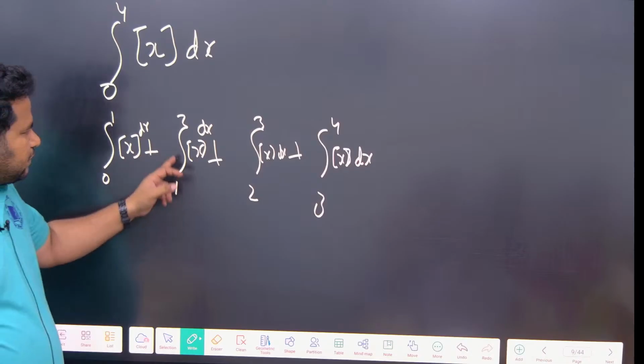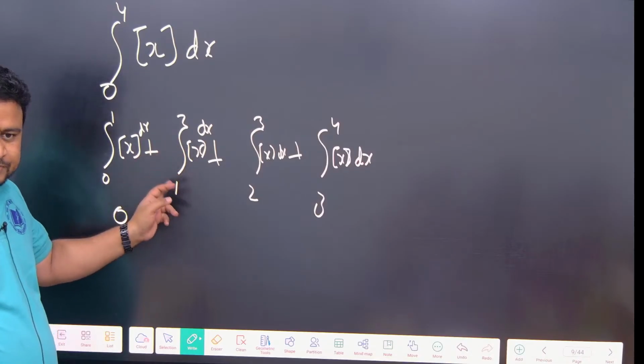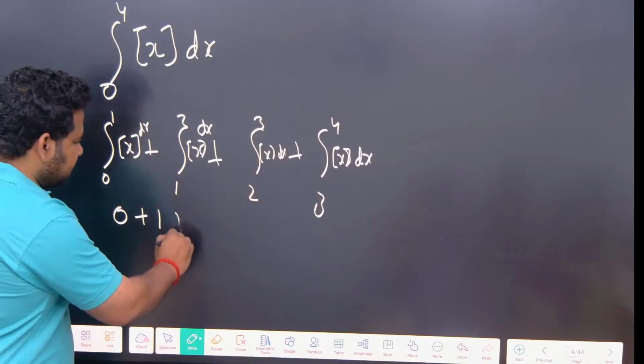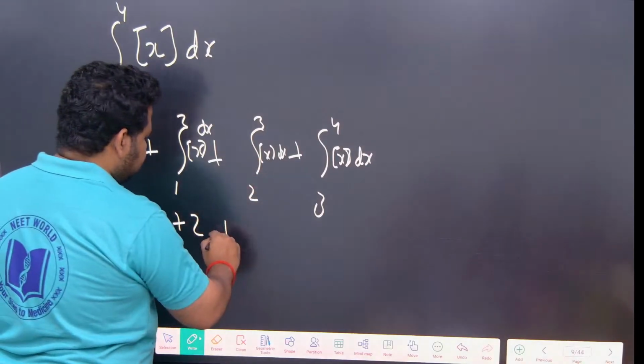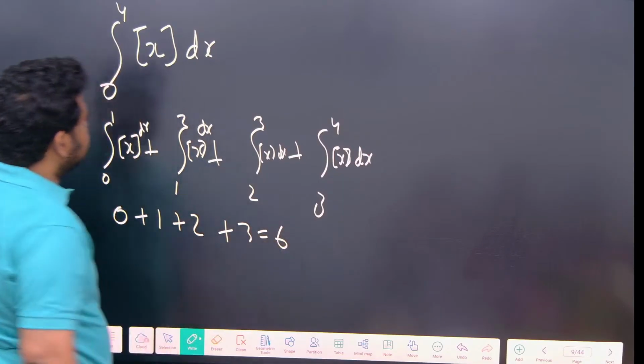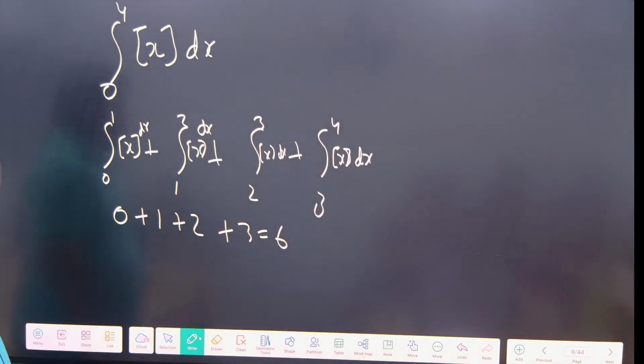Between 1 to 2, whether 1.99, 1.2, 1.5, anything, it will be 1. Similarly this will be 2, and similarly this will be 3. So 0, 1, 2, 3. The answer will be 6.